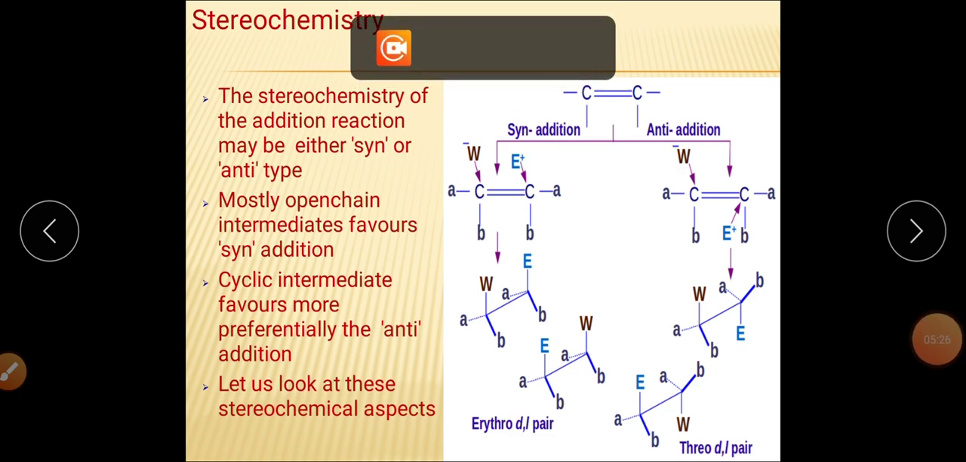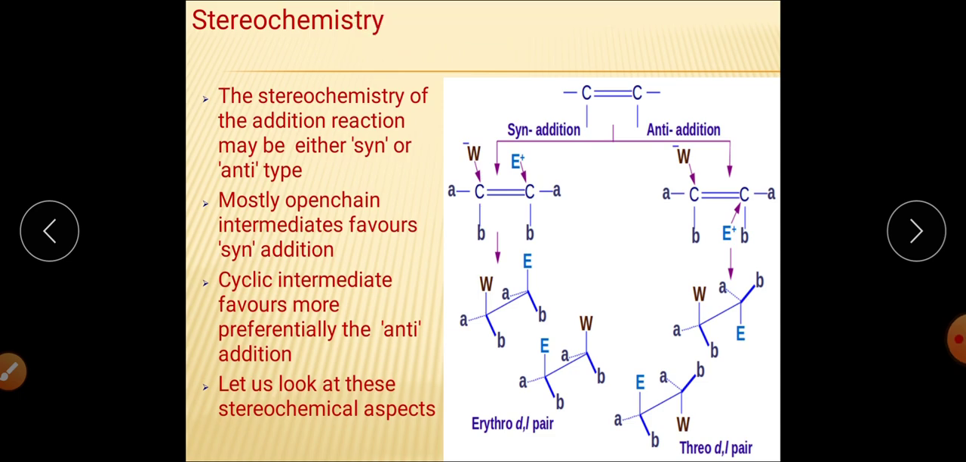When we talk about the stereochemistry of this addition reaction, as you can see on the screen, it can undergo syn addition and it can undergo anti-addition, and that will depend upon the type of mechanism.